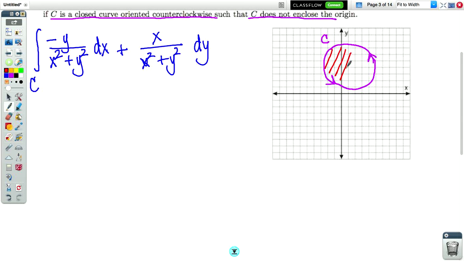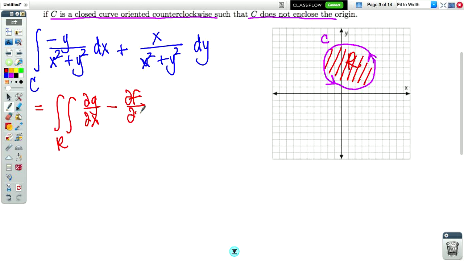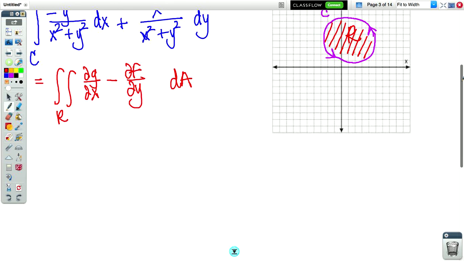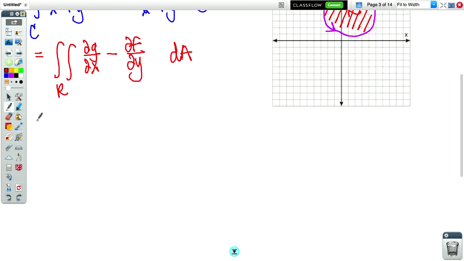So again, Green's theorem says forget about the line integral. Let's just integrate over this region. Convert this to a double integral over this region with the partials, first of the second function with respect to x, and then the first function, this guy over here, with respect to y. And we'll set up this integral. Hopefully it's easier to compute, and we'll use that instead. So let's compute the partials.